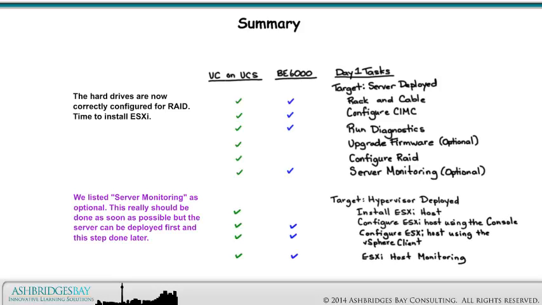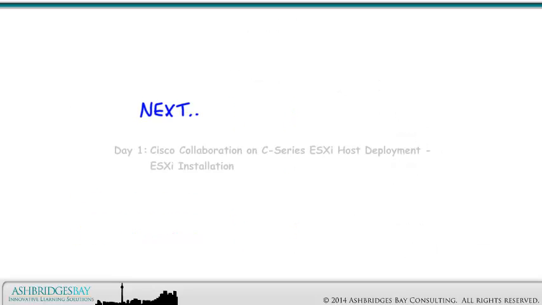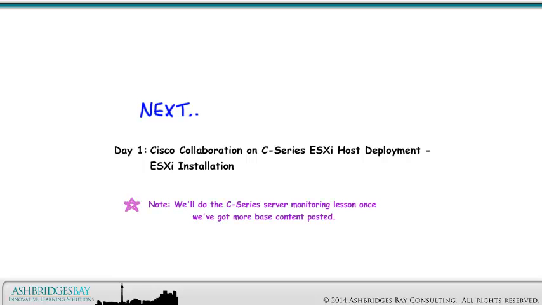Note that we listed server monitoring as optional. This really should be done as soon as possible, but the server can be deployed first and this step done later. Coming up next, Day 1, Cisco Collaboration on C-Series ESXi host deployment, ESXi installation. Please note, we'll do the C-Series server monitoring lesson once we've got more base content posted.